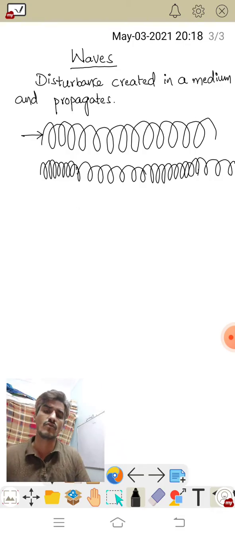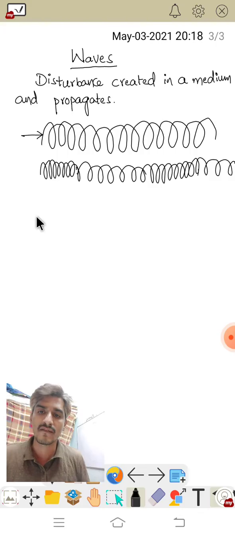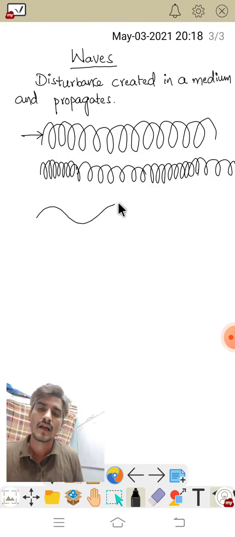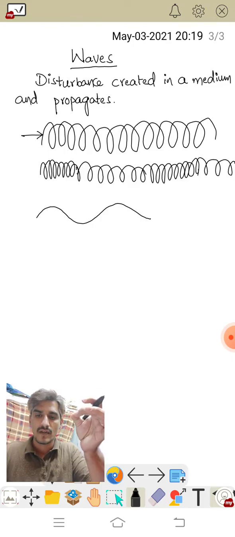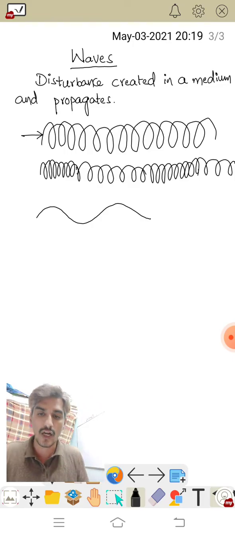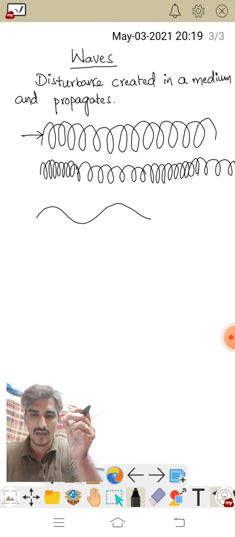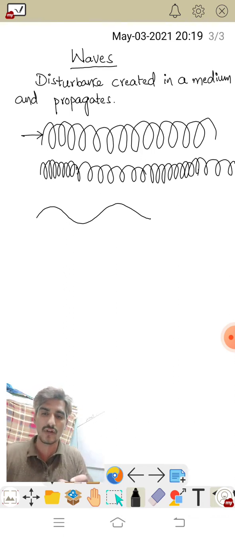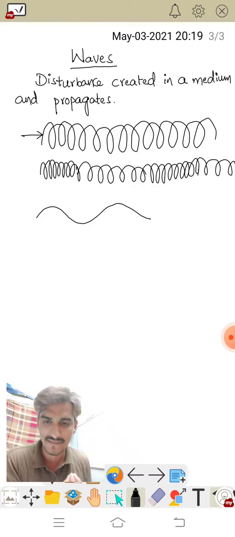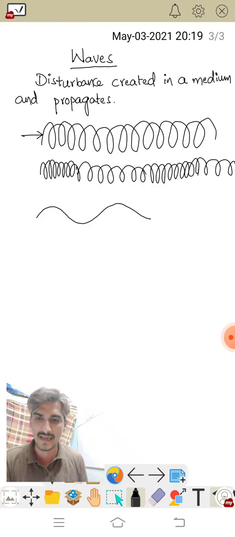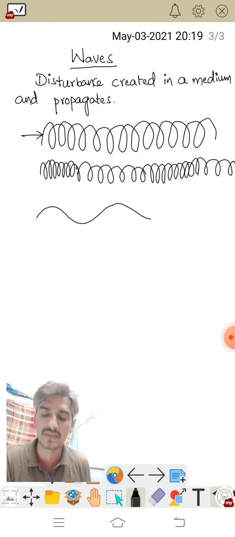Let us consider one more example: water waves. Suppose in a calm river, water is at rest. Water is not moving. Now, if you drop a pebble on a pond, then what do you observe? There are some ripples formed around it. Am I right? That is also one of the examples of waves.